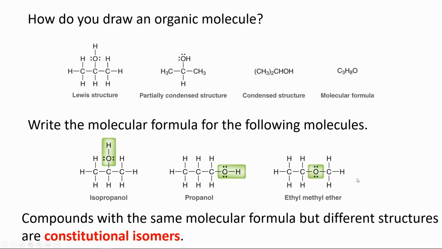So all three of these molecules are going to share the same molecular formula, C3H8O, but they're going to have different spatial arrangement, different connectivity. And we could see here all three contain 3 carbons, 1 oxygen, and 8 hydrogens. So these are constitutional isomers, compounds with the same molecular formula but different structures. Throughout the course, we're going to learn several different types of isomers, and this is the first one, constitutional isomers.